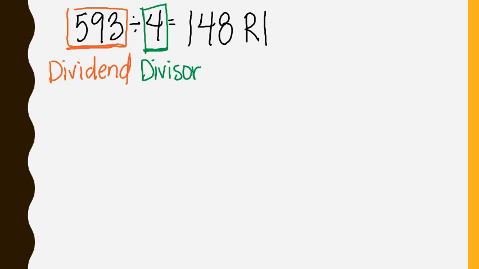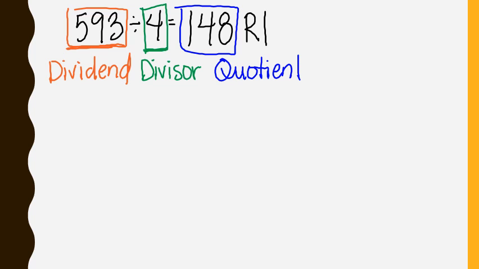Okay? My number right here, the 148, is called my quotient. The quotient is the amount that's in each of the equal groups. So it's how much each of those 4 people would get if everybody got the same amount. And lastly, I have my leftover, my remainder. The remainder is what remains after everything has been split into equal groups. So if this is money, then we'd have $1 left over, and I guess we'd each get a quarter.